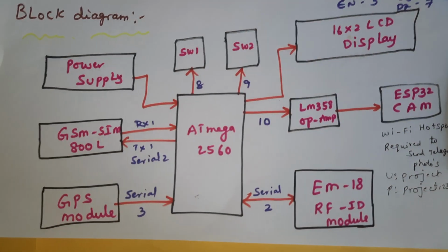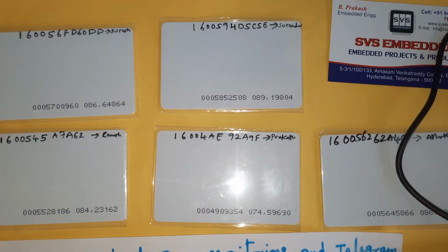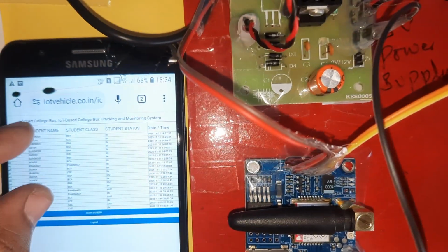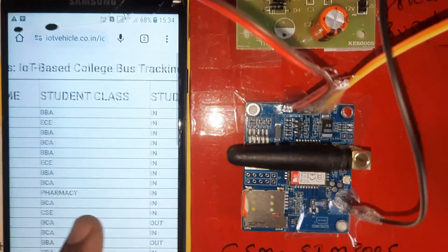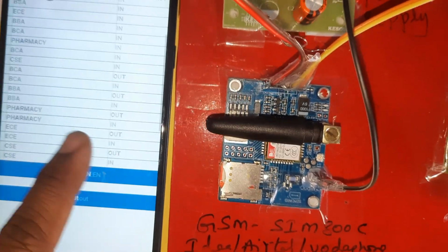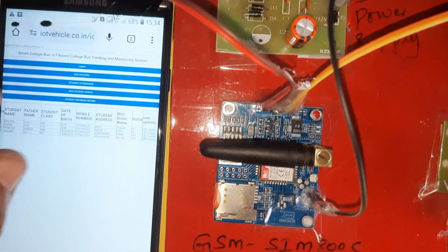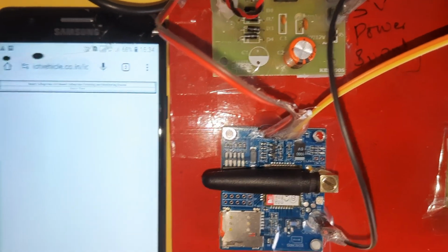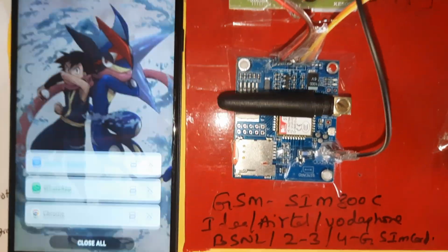So this is the block diagram of the project. We are using a total of 5 RFID cards, with the EM18 RFID reader module connected. Here on the IoT web page, we are monitoring the student name, date and time, in status and out status. Going to the main screen, we can record the data, and it will show you the bus location. Otherwise, we will get the SMS alert also.